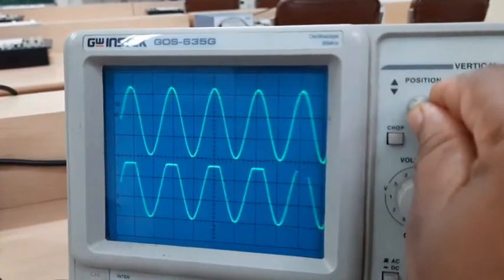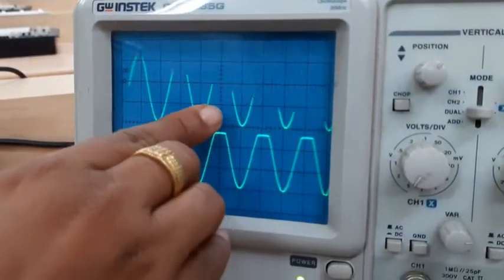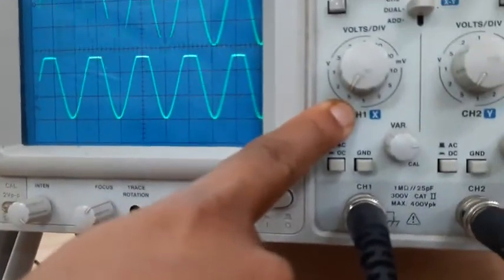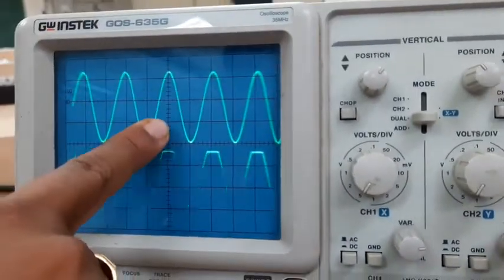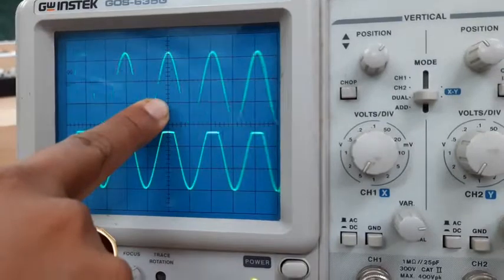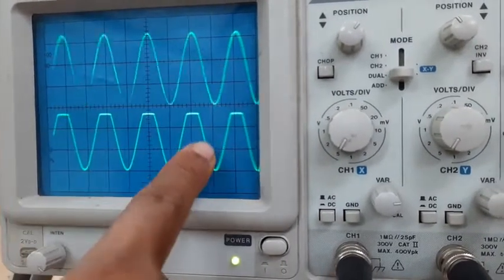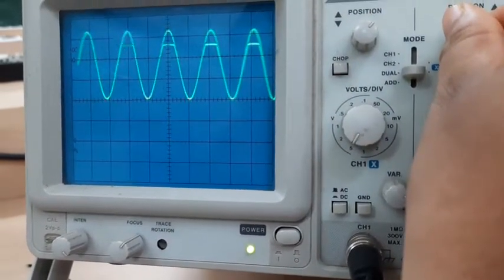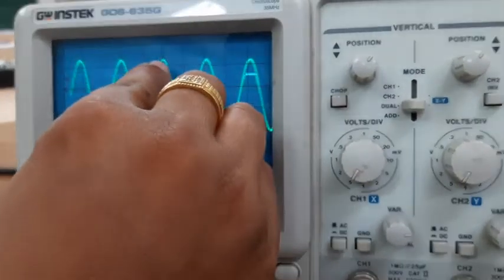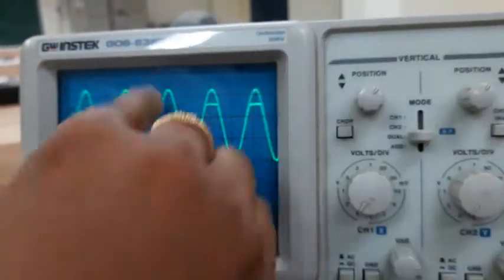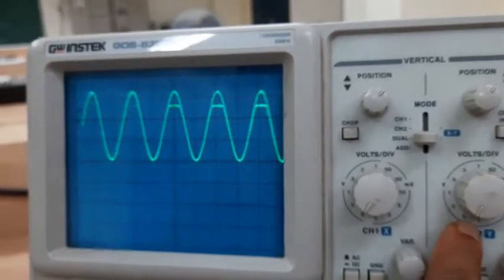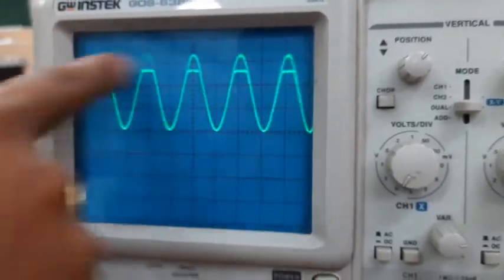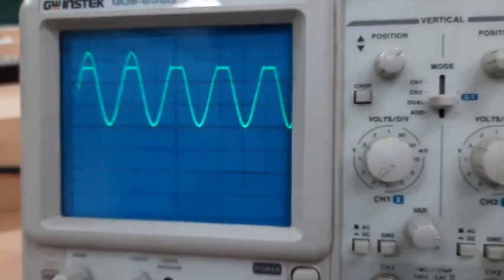If you want to measure, you can see how many divisions it is: 1, 2, 3, 3.2 divisions. 3.2 divisions into 5 volt per division gives you 16 volt peak to peak, which we supplied from the function generator. Then this is my output wave in channel 2. We will measure this one also. Here you can see 0.2, 4, 6 and 8, so 0.8 division into 5 is 4 volt. 4 volt is clipped here at the positive side for the positive clipper circuit.